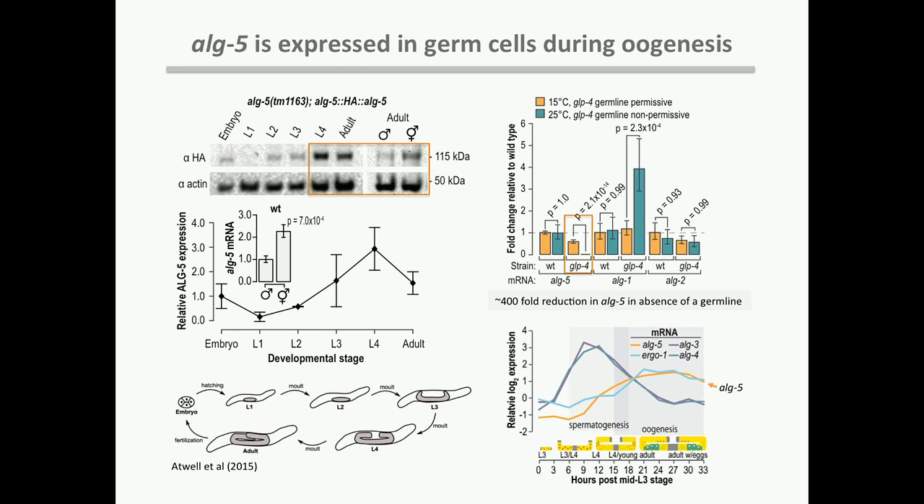And if we look at ALG-5 expression across germline development, and this is based on the Reinke Lab's microarray profiling data, what we find there with ALG-5 in orange is that its expression peaks during oogenesis, and it tracks with the oocyte-specific siRNA Argonaute ERGO-1, and inversely with that of the sperm-specific siRNA Argonautes ALG-3 and 4. So this suggests that ALG-5 actually functions during oogenesis to repress male function genes.